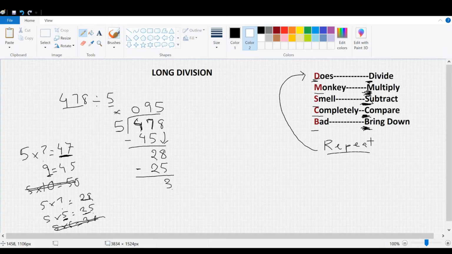If it is less than 5, then all good. We can go to the next step, which is bring down the next digit. Do we have any other digit to bring down? No, nothing. So that means we stop here. So our quotient will be 95. The remainder is 3.